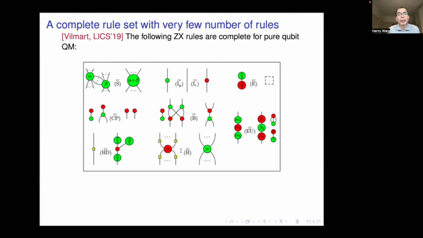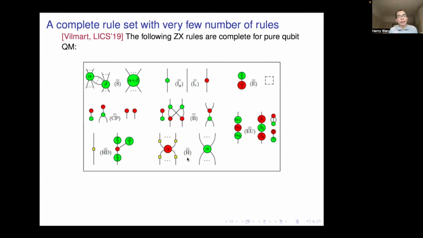But mostly people use the following one, this blue table. Let me explain a little bit. For the qubit ZX calculus, if you use these rules, I will explain later what I mean by using these rules. We could do rewriting, and I will show you what rewriting is.